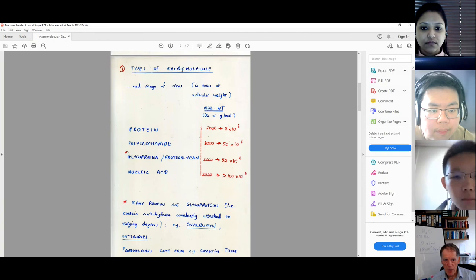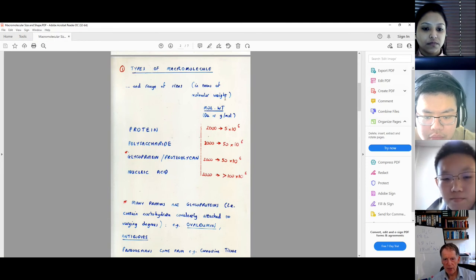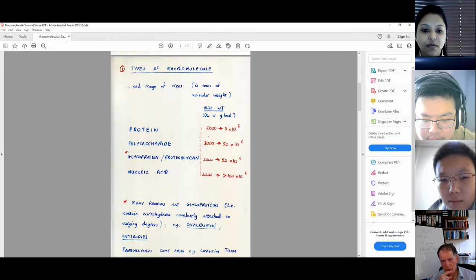Right, folks, so types of macromolecule. Again, this repeats partly what we've just done before the break, and the ranges of sizes. So, protein: molecular weights between, well, 1,000, but usually 2,000 and 5 million. You get some very large protein molecules, like in muscle, there is this very large protein called titin. Titin means big, and that can have a molecular weight of 5 million Daltons, or molar mass of 5 million grams per mole.